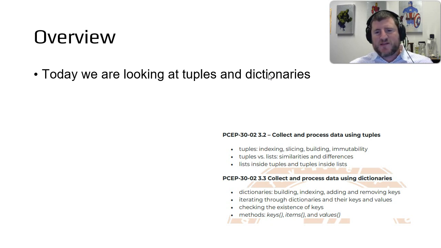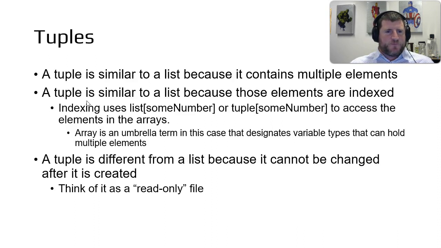And these are really similar to lists in some ways. Tuples certainly are really similar. Dictionaries are a little bit different, but they serve similar purposes. And really they're all forms of what are called arrays, and these are just the ways that Python can interact with them. So a tuple is really similar to a list.